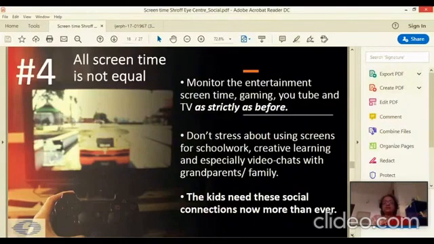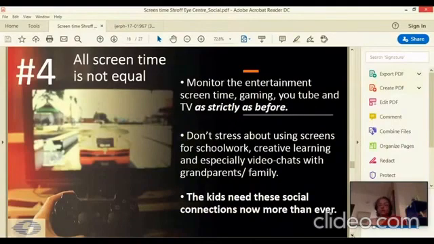And it's important that you also don't stress about using screens for schoolwork, creative learning, and especially video chats with grandparents and family. A brief hello is okay, because in fact, if you look at the AAP guidelines, they say the only time they want you to use a gadget under 2 years of age is to do a FaceTime with a grandparent who maybe is longing for you. That is okay. That is acceptable. Those things are important for the child's growth.